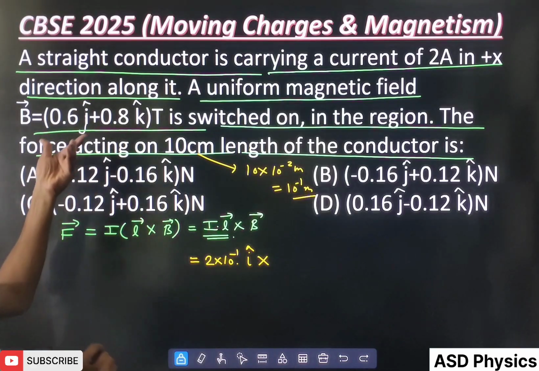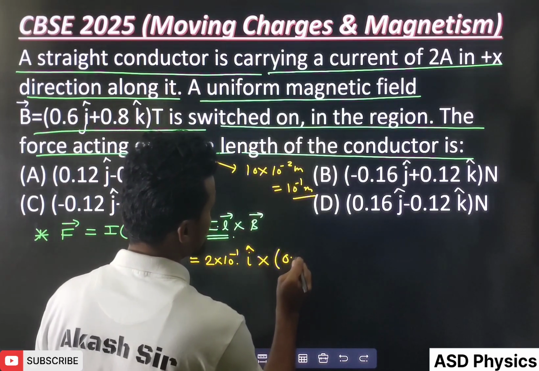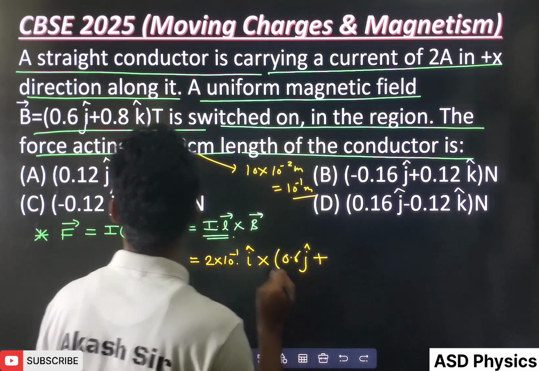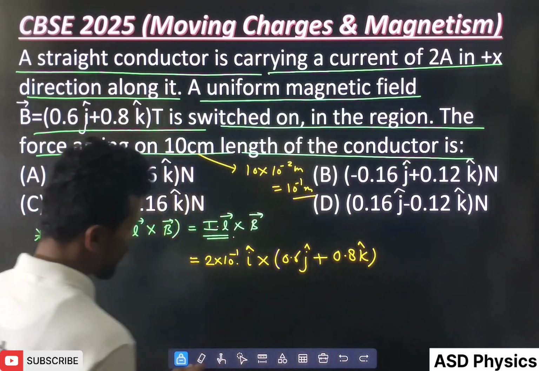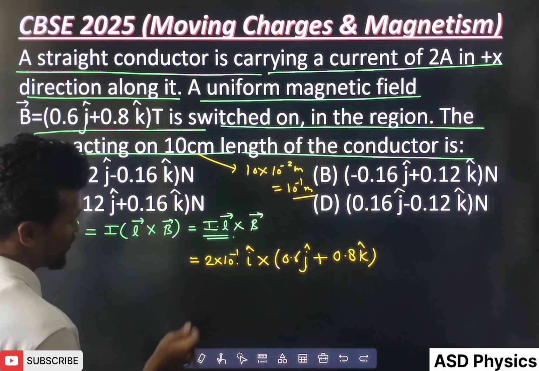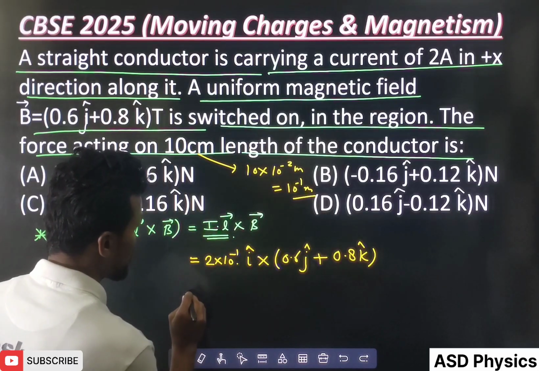Cross. Magnetic field how much is given here, students? Kindly see here, 0.6 j cap plus 0.8 k cap. Now here we can do the cross product by the determinant method also, but it is not required. Now we'll do it directly here. So what will happen here, students?